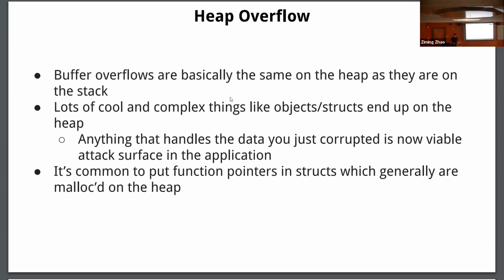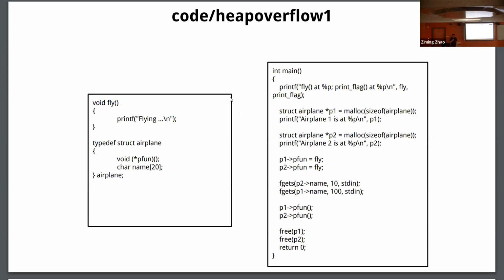Sometimes we don't have the return address to overwrite, but we do have all kinds of complicated structures on the heap, okay? And those structures may have pointers, function pointers. If you overwrite a function pointer, which is a code pointer, then you trigger that function, then you can run arbitrary code. Right?